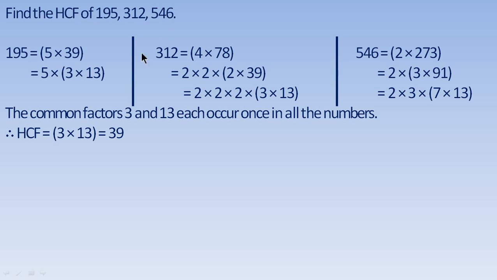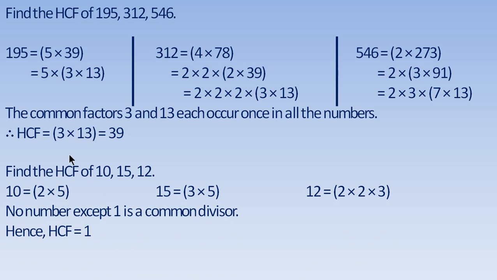Another simple example, to find the HCF of 10, 15 and 12. 10 can be written as 2 into 5, 15 can be written as 3 into 5 and 12 can be written as 2 multiplied by 2 multiplied by 3. If you look at these three numbers, 10, 15, 12, none of the factors are common except 1. Hence, the HCF of 10, 15 and 12 is 1.